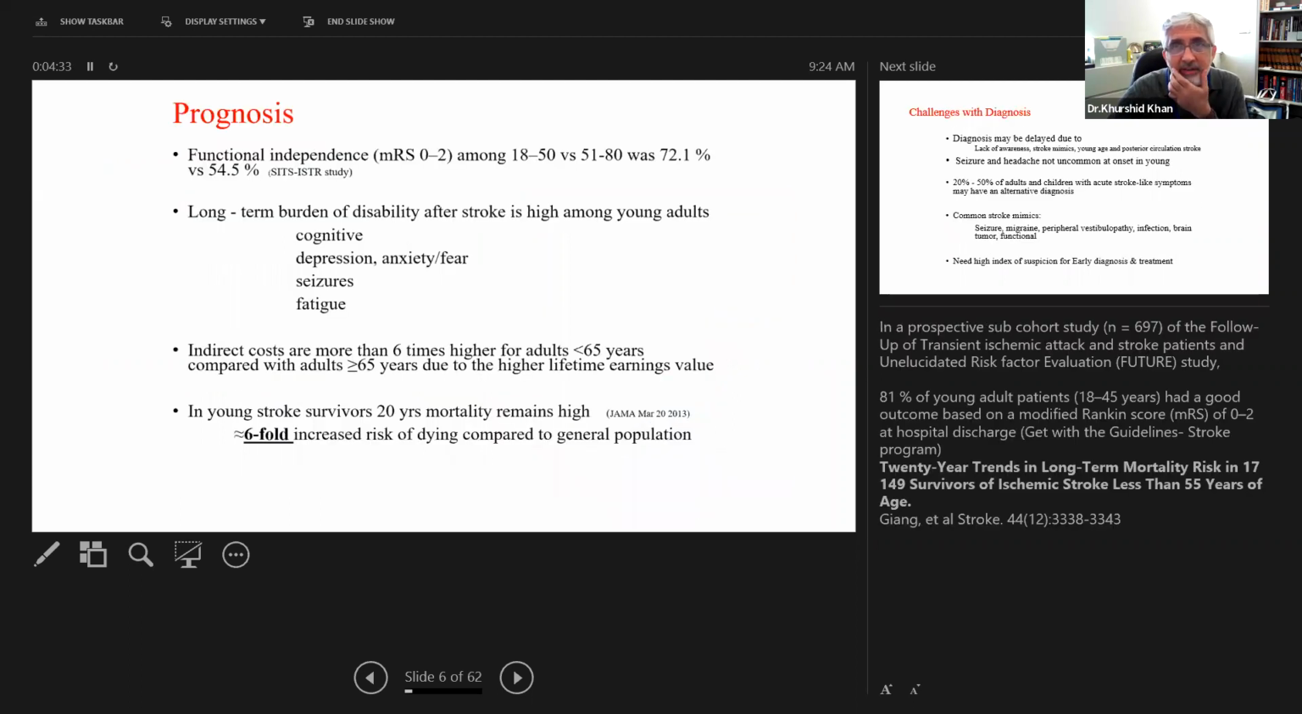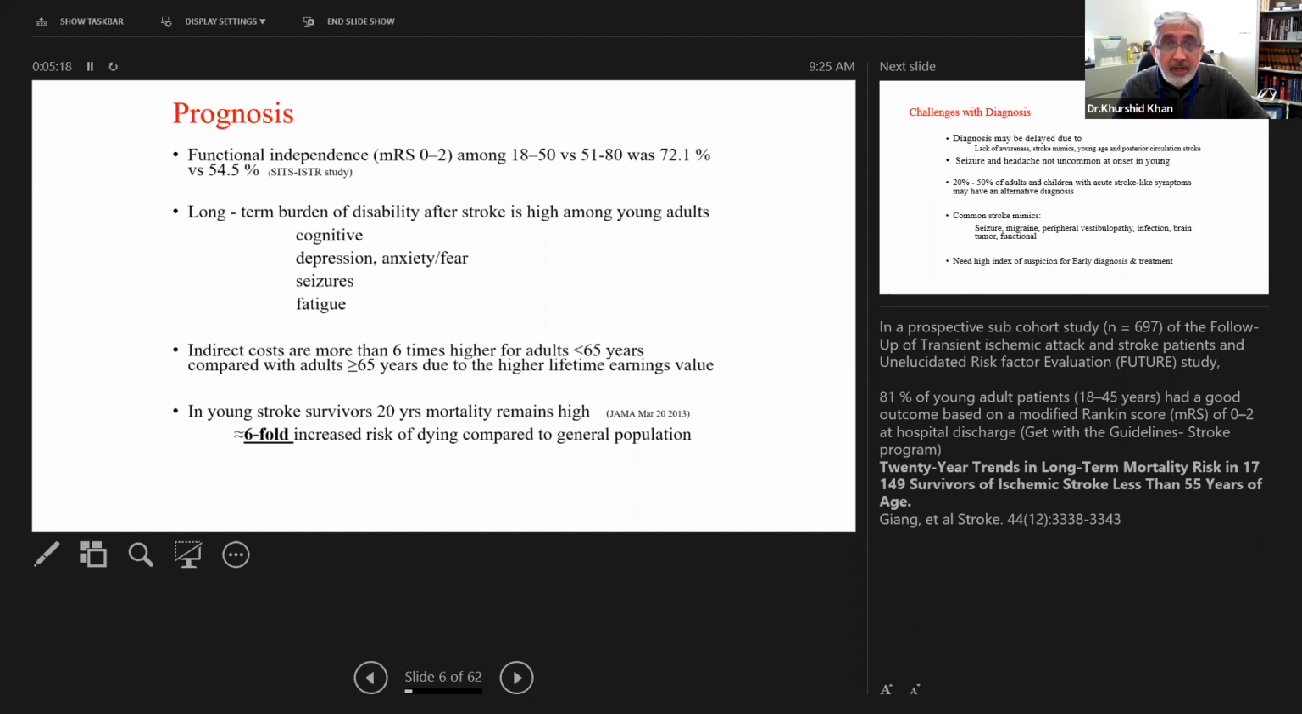The prognosis, obviously, functionally maybe slightly better in younger individuals because of the brain's ability to recover or compensate for the damaged area, the plasticity. However, the burden of a stroke is still higher in younger individuals compared to the older individuals because of the young age and the number of years of productivity that they lose. And it is costlier in the younger population than the older population. It's about sixfold costlier.